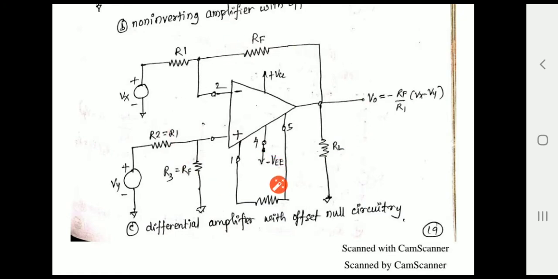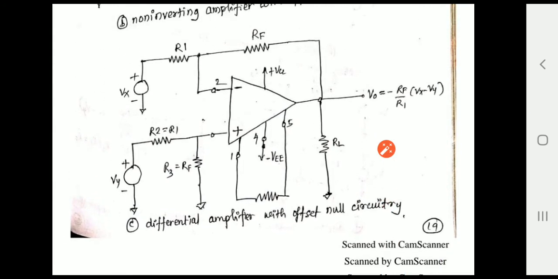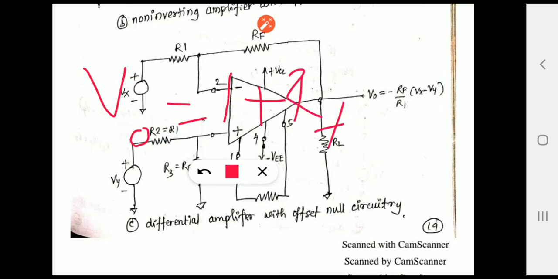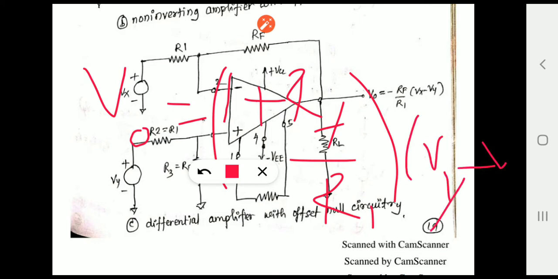Based on this, the output voltage V0 is written as minus Rf by R1 into bracket of Vx minus Vi. This is V0 with respect to the inverting terminal. The same expression can be written for the non-inverting terminal. The only change is that minus Rf by R1 is replaced, so we can write V0 equals 1 plus Rf by R1, and in the bracket, instead of Vx minus Vi, you have to write Vy minus Vx. This is the only change here.